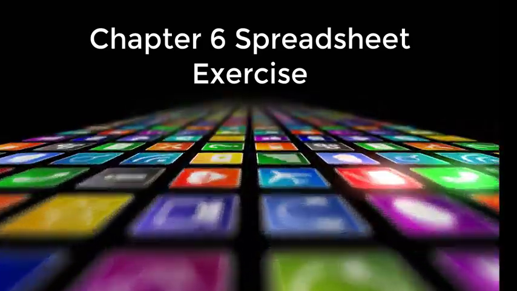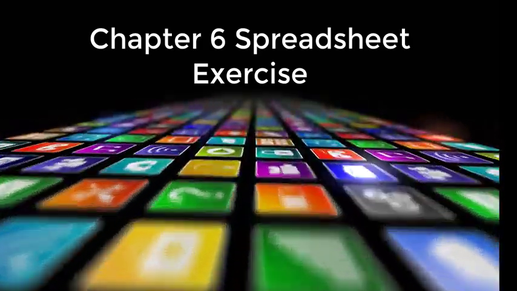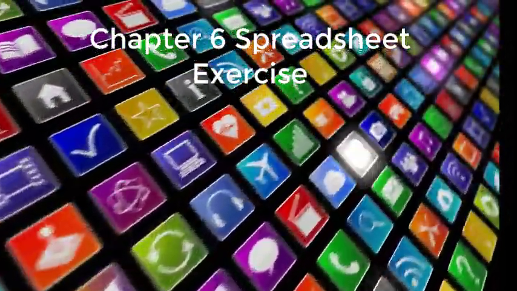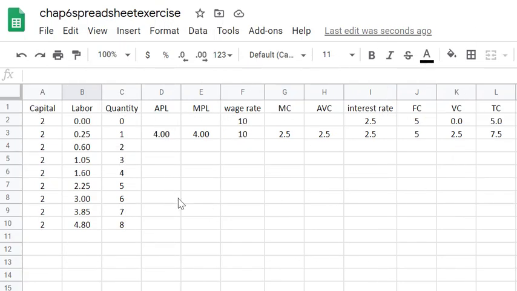Hi everyone, I'm going to demonstrate how to interpret or manipulate the Chapter 6 spreadsheet exercise. This example is given in the textbook, and the textbook example gives you capital, labor, and quantity in columns A, B, and C. As you see, capital input is fixed at 2, so you are looking at the short run, right? The variable factor is labor input, and as you increase the variable factor, you can increase the quantity of output.